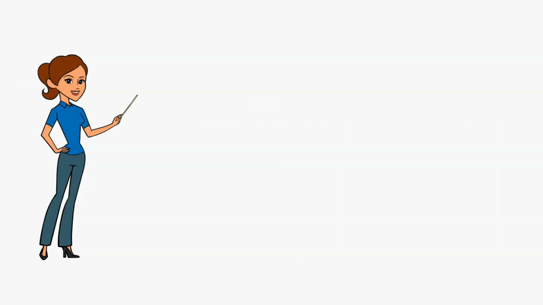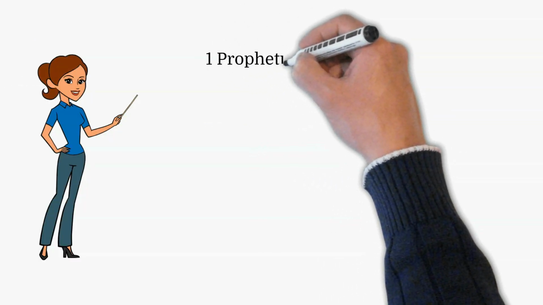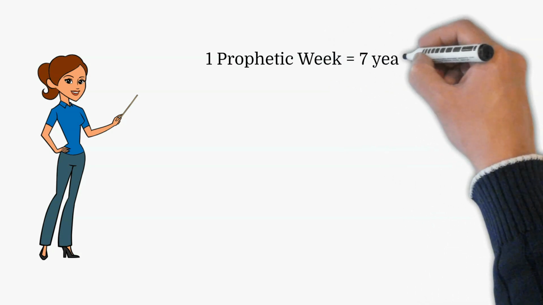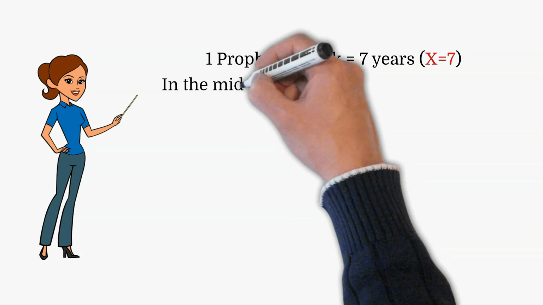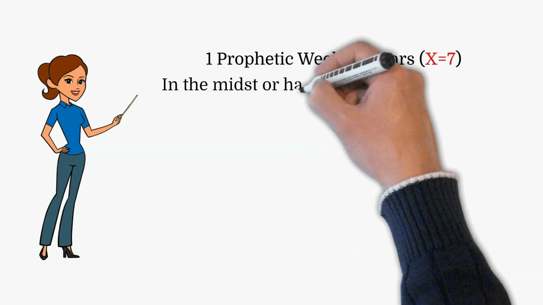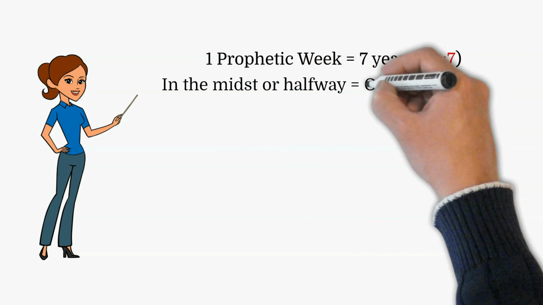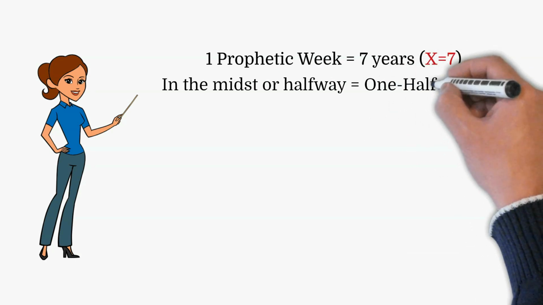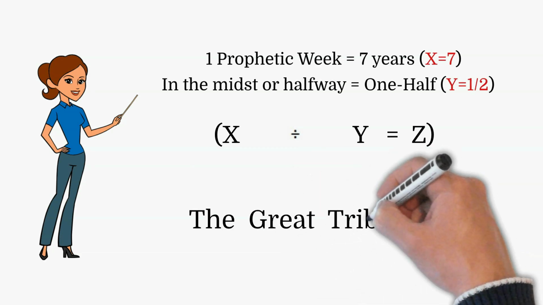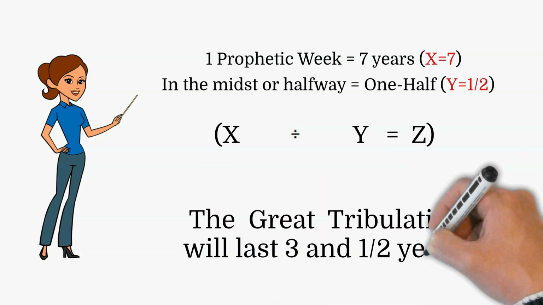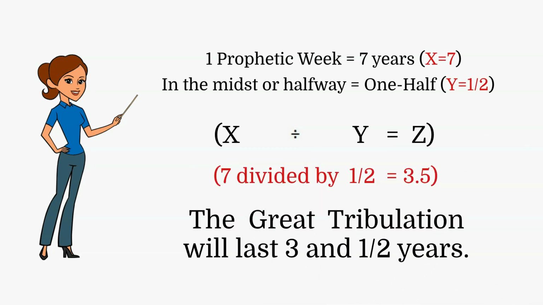The covenant is set for 7 years. X equals 7. In the midst, or halfway through the 7 years, Antichrist will break the covenant. When you cut something down the middle, you are cutting it in half. Y equals 1/2. By doing the division equation, we can determine how long the Great Tribulation period will last. By doing simple math, we solved this decade's debated topic in less than 1 minute.